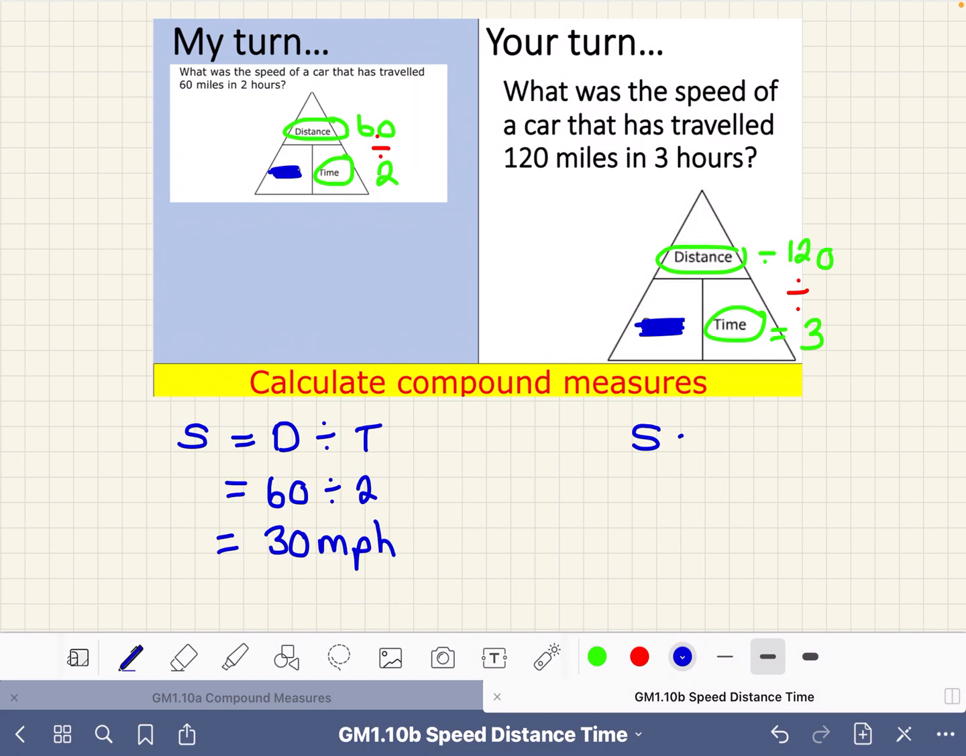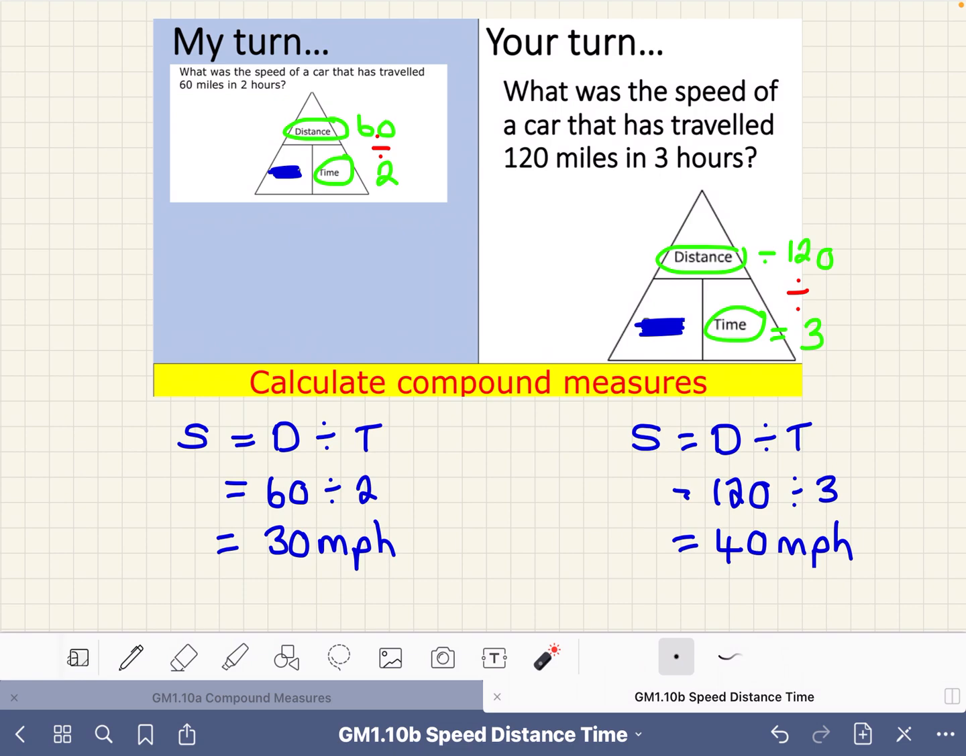So we have speed is equal to distance divided by time, where in this case our distance is 120, our time is 3. 120 divided by 3 gives me 40 miles per hour. Now the key thing to spot here is that we have miles, we have hours for time, and we have a common unit that we would know as miles per hour.